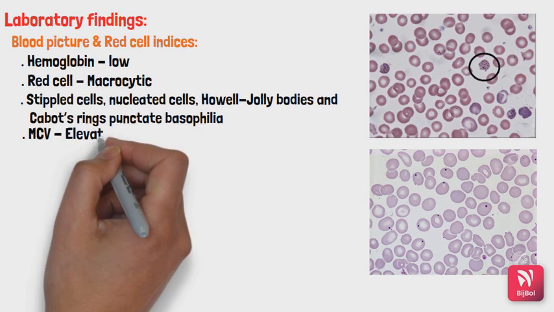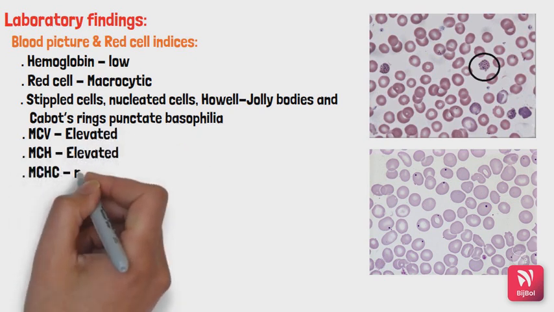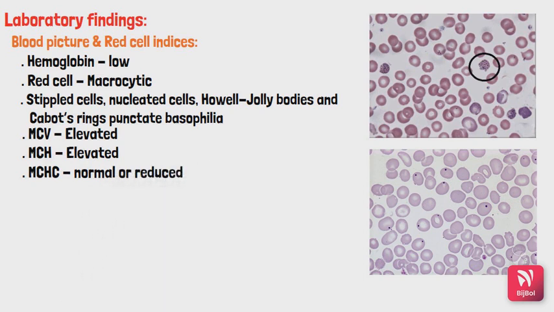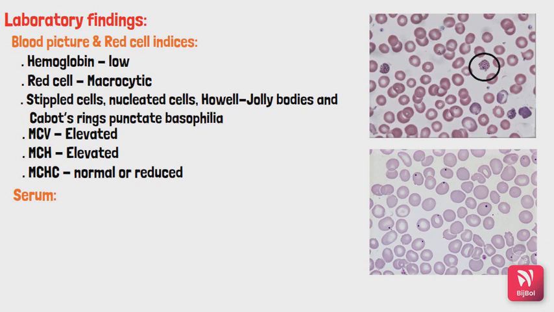And what happens to these absolute values, MCV, MCH and all? Cellular size is increased, so MCV is increased, and as it is a mean corpuscular hemoglobin, so according to the cell size, if we take hemoglobin concentration, it will be elevated only.